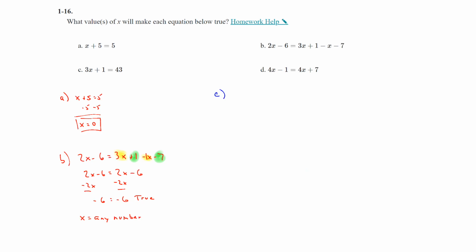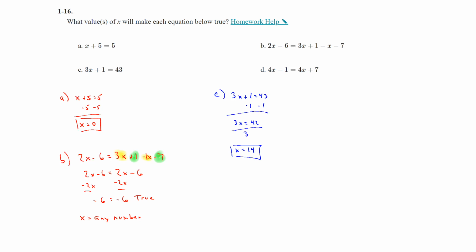C, 3x plus 1 equals 43. So we can subtract 1 to get the constant on the opposite side of the variable. Since it's 3 times x, we're going to divide by 3. And 42 divided by 3 is 14.